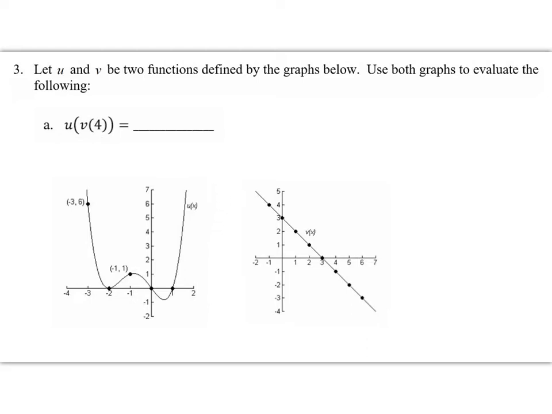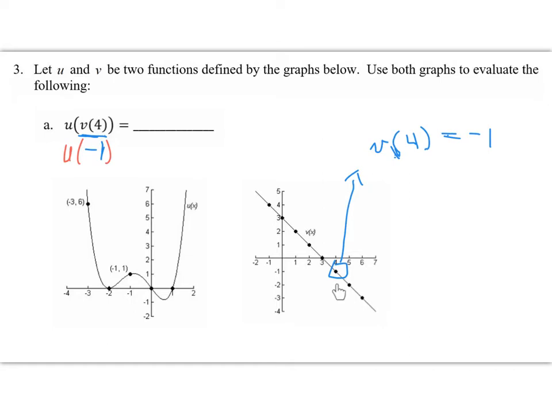So let's start with the order of operations. It tells us to do what's inside parentheses first. So let's deal with v of 4 first. So we look down here at the graph of v, and we find where 4 is. And I think we can see that the point (4, -1) is on this graph. So v of 4 must be -1.